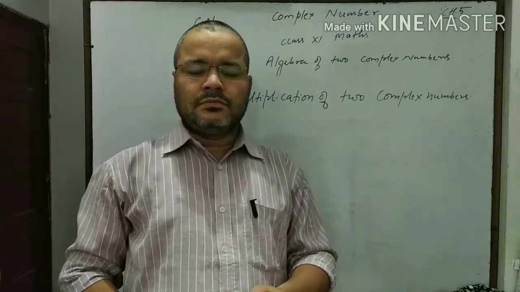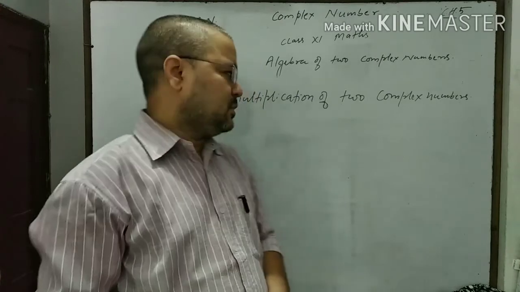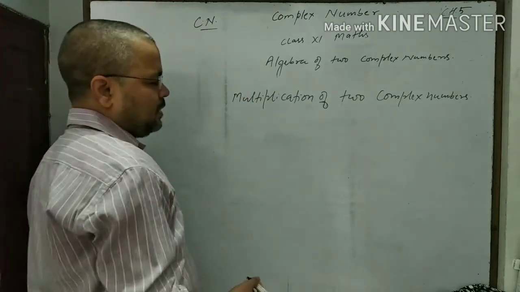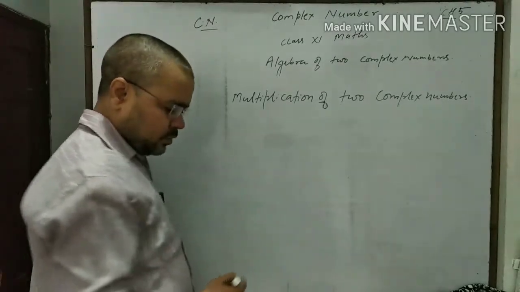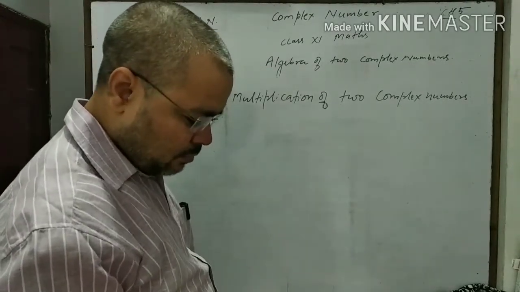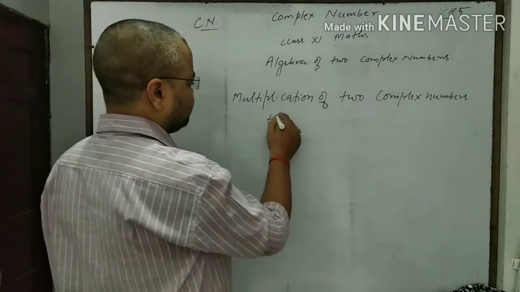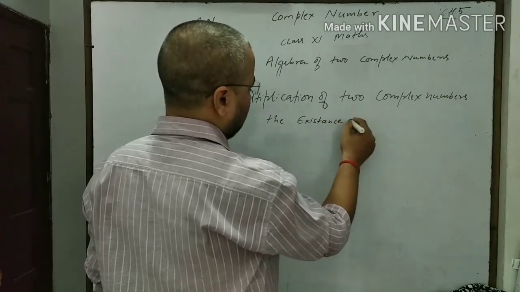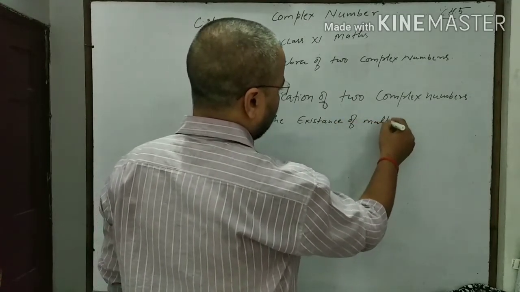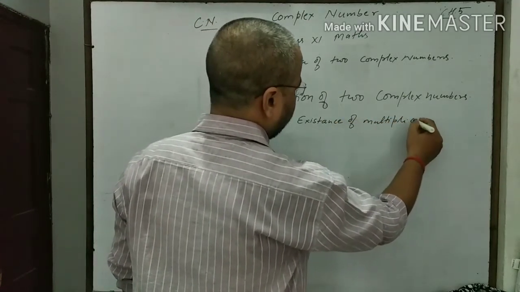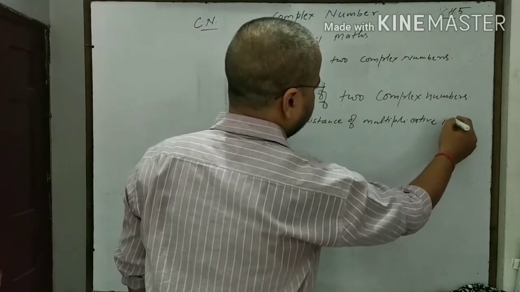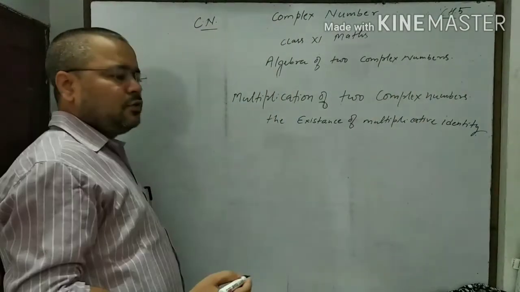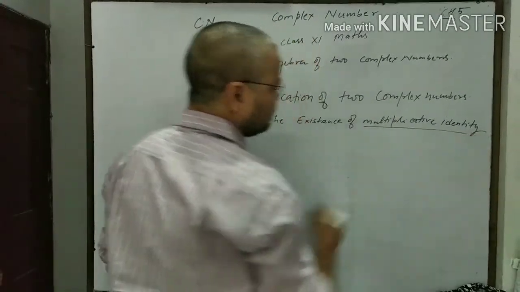In our last video class, we discussed the property of complex numbers regarding the multiplication of two complex numbers. Some part of that portion is left, and that is the existence of multiplicative identity. I think you know what the multiplicative identity is.